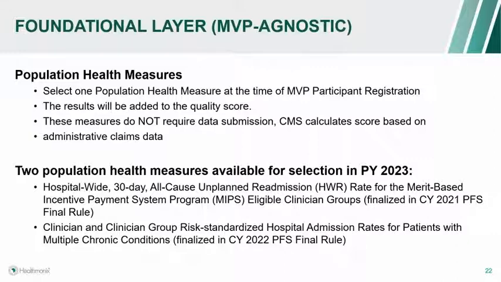And so the 2 population health measures available for selection in 2023 are the hospital-wide 30-day all-cause unplanned readmission rate for the merit-based incentive payment system program eligible clinician groups, and then the clinician and clinician group risk standardized hospital admission rates for patients with multiple chronic conditions.